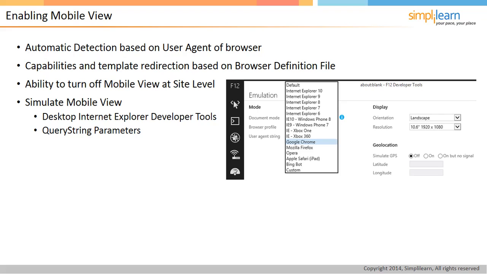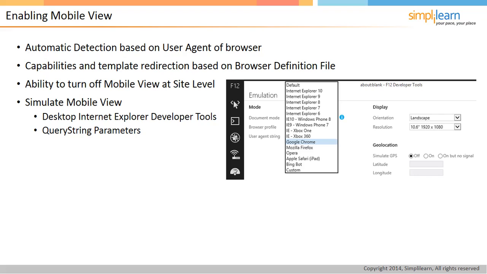This detection is based on a configuration file known as the browser definition file that is included as part of the SharePoint 2013 installation. This file contains the full list of browsers and their version, both desktop and mobile, and the capabilities in terms of HTML, CSS, and JavaScript version supported, as well as other settings.